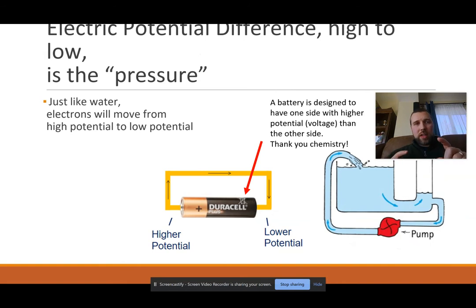So electrically, this is going to go from high pressure to low pressure, and I'm going to ignore the formatting error. I'm going to let that go. That makes me twitch, but that's okay.